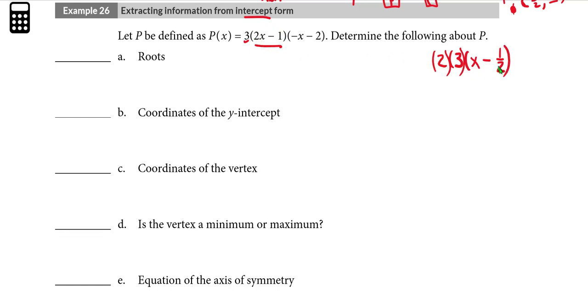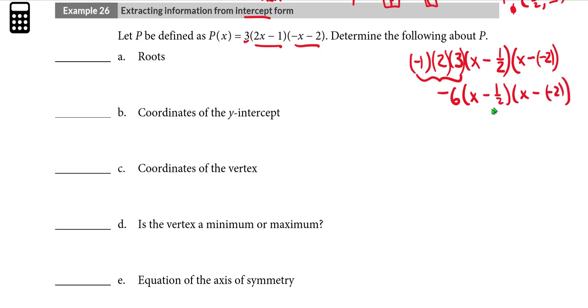So now there's a 2 out here. And then from this second factor here, I've got to factor out a negative 1 from that factor so that I end up with x plus 2. But remember, x plus 2 is the same as x minus negative 2. And now all of this stuff becomes negative 6. And then I have x minus 1 half, and then x minus, again, negative 2.